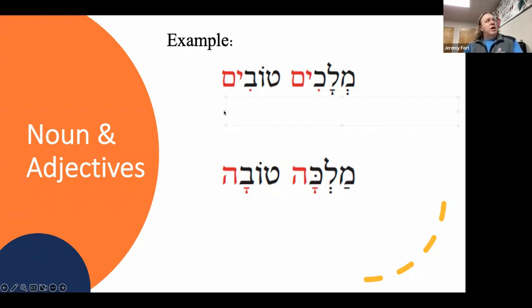All right, Wayne. What is a malach? And if I have a malachim, remember our gender and number, and im means plural, masculine. Masculine, plural. So it'd be kings. That's the malach. So malachim is kings, and tovim, tov, which means the opposite of ra, good. So now I have good, but I also have this ending that matches up.